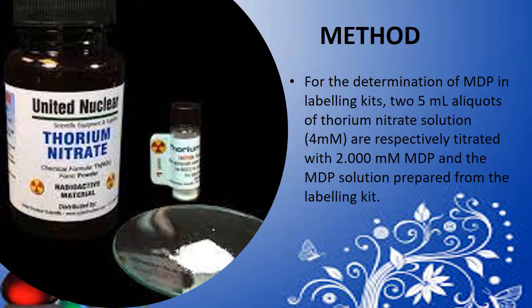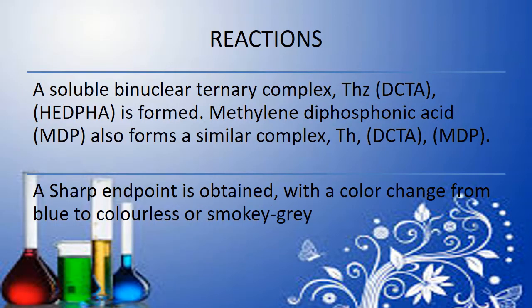For the determination of MDP in labeling kits, we use two 5 ml aliquots of thorium nitrate solution, which are respectively titrated with 2 mM MDP, and the MDP solution is prepared from the labeling kit. After this, a soluble binuclear ternary complex is formed, and methylene diphosphonic acid also forms a similar complex. A sharp endpoint is obtained with a color change from blue to colorless or smoky gray.